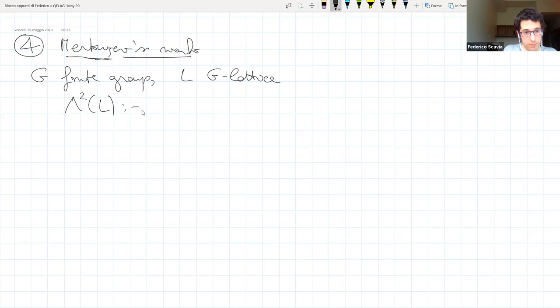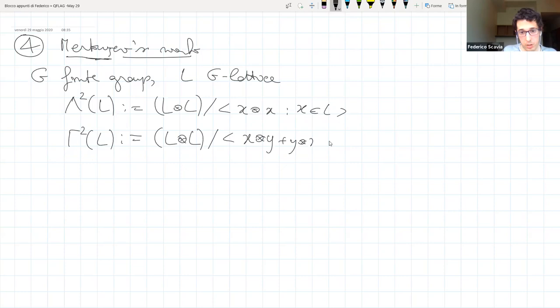the exterior square of L, which is the quotient of the tensor product by elements of the form x tensor x where x is in L. Then we have this slightly less known gamma square of L, which is L tensor L modulo x tensor y plus y tensor x, where x and y are in L. You could do this for a module over any ring, and if two is invertible in the ring, then these two objects are the same. But since two is not invertible in Z, these two objects are different.